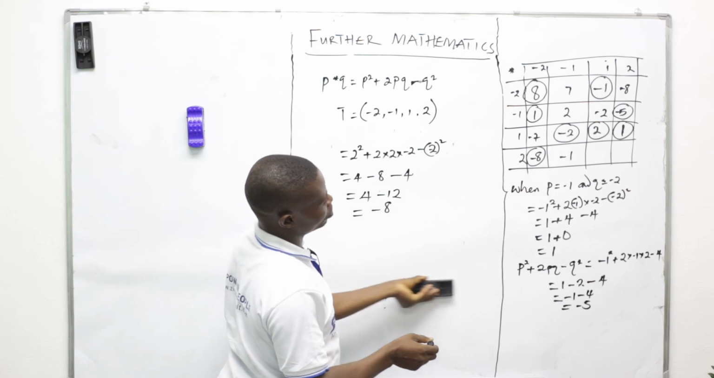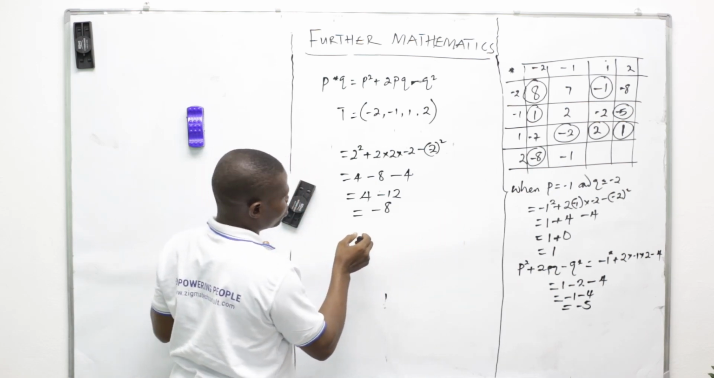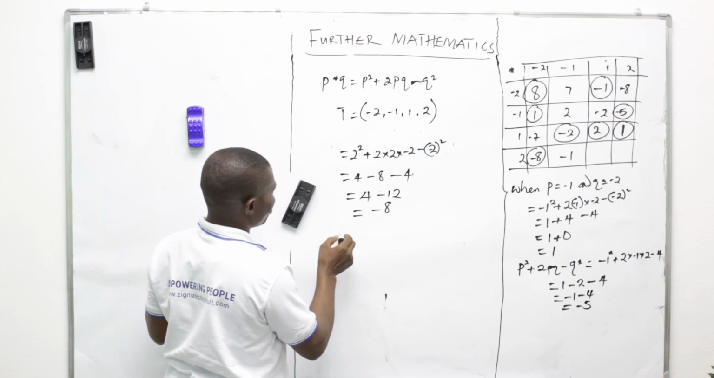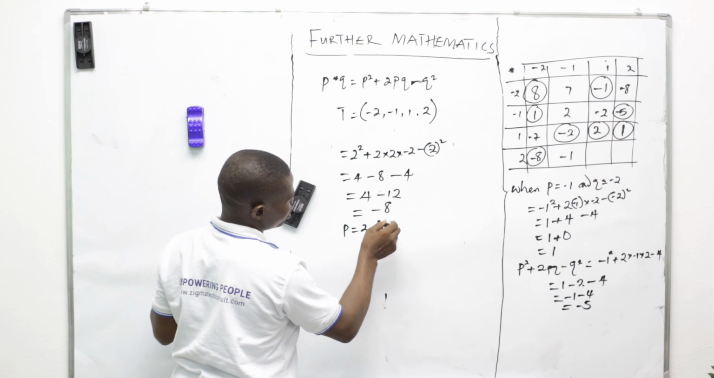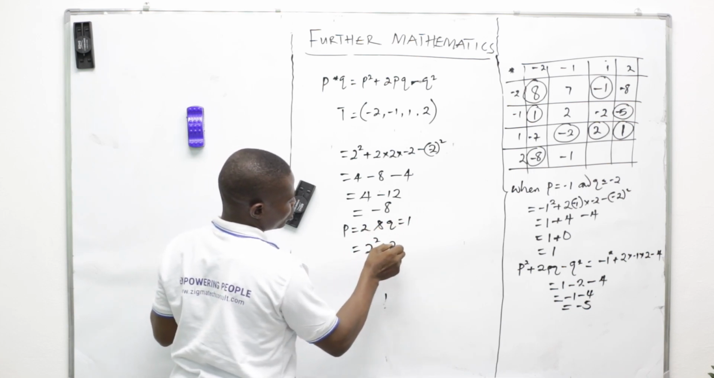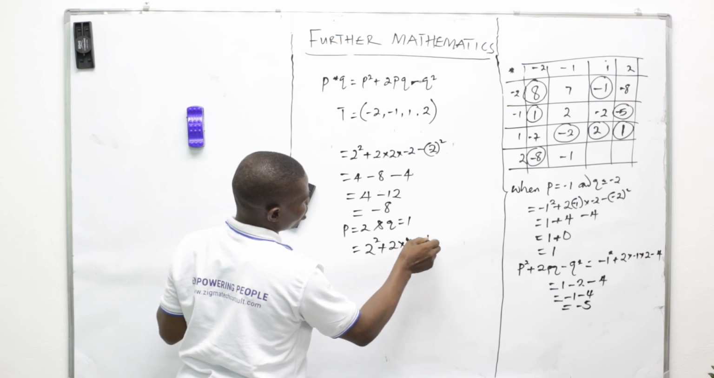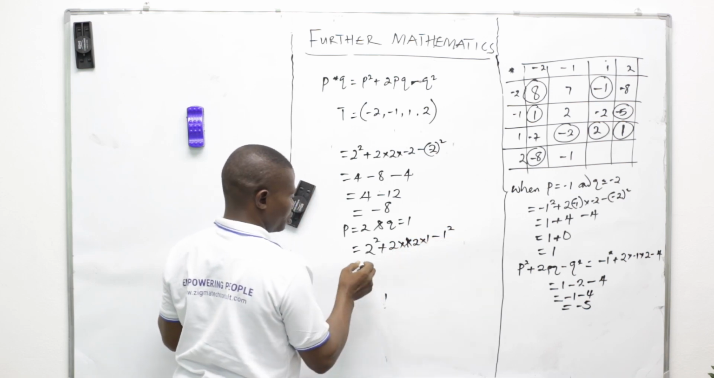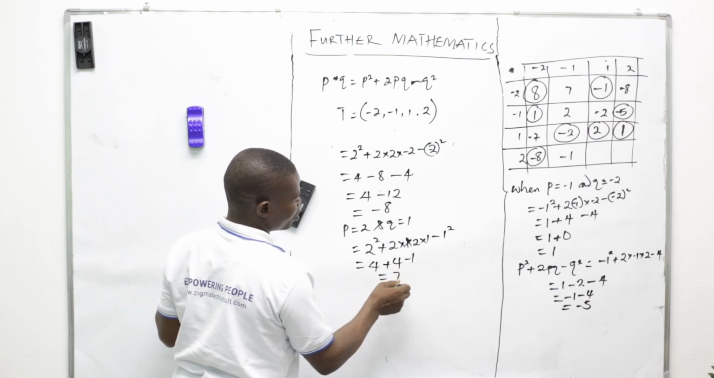Then for 1, we have that when P equals 2 and Q equals 1, 2 square plus 2 times 2 times 1 minus 1 square. That is 4 plus 4 minus 1 equals 7.